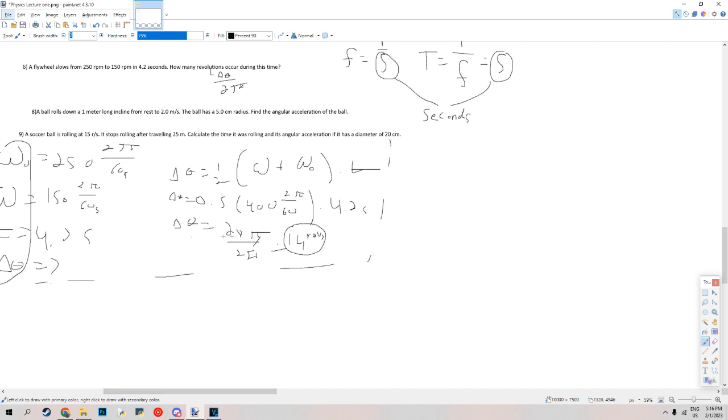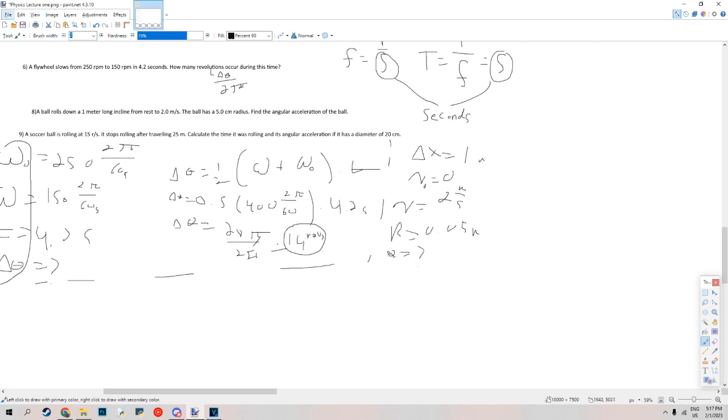Number 8, a ball rolls down a 1 meter long incline. So delta x equals 1 meter. From rest, so initial velocity equals 0, to 2 meters per second. So final velocity equals 2 meters per second. And the ball has a radius of 5 centimeters, so radius equals 0.05 meters. And it wants us to find the angular acceleration.